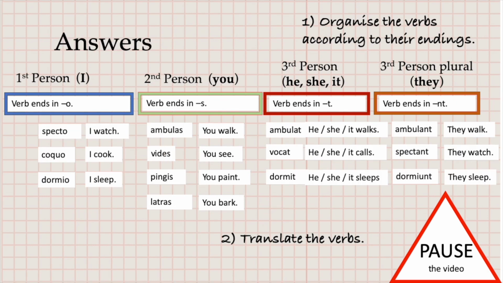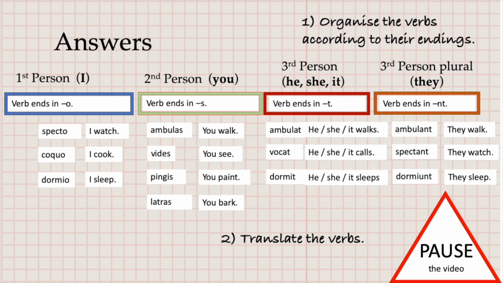Okay then, here come your answers. All the ones that end in O are first person, they mean I do the verb. So specto is I watch, coquo is I cook, and dormio is I sleep. The second person ones mean you. So ambulas is you walk, vides means you see, pingis is you paint, and latras is you bark. Third person endings all end in T, so ambulat, he, she, or it walks, vocat, he, she, or it calls, and dormit, he, she, or it sleeps.